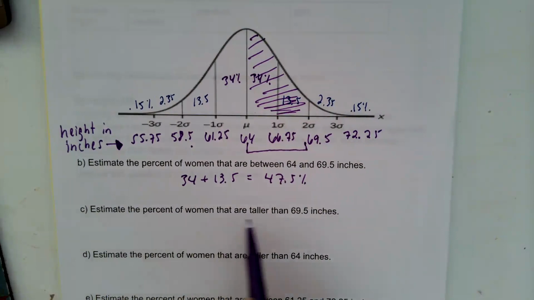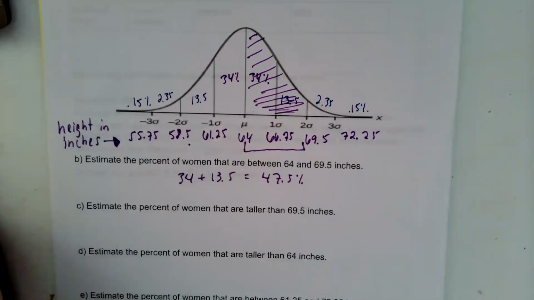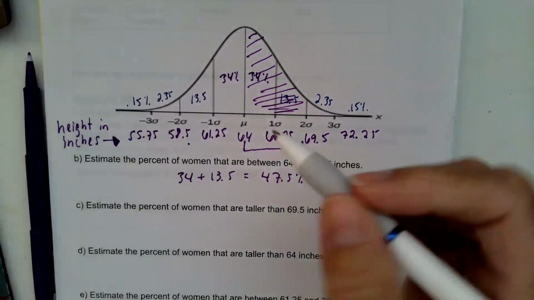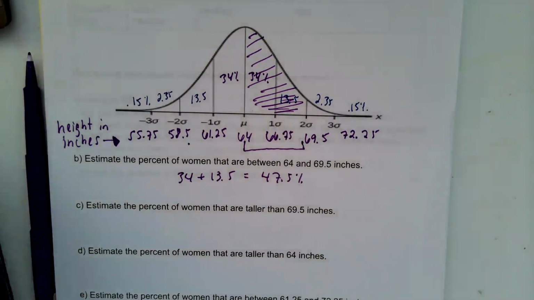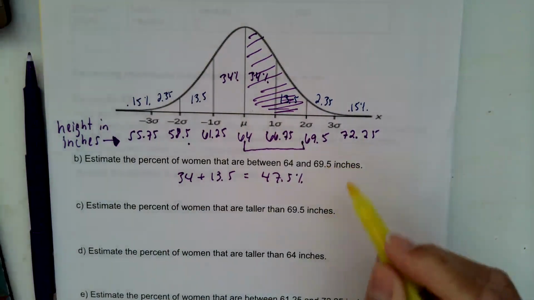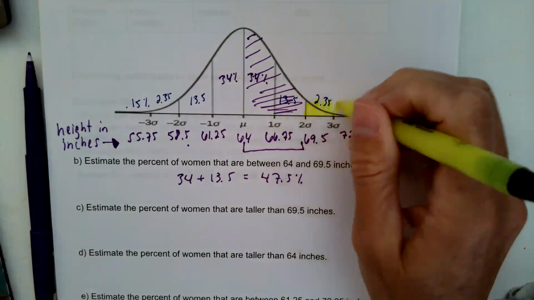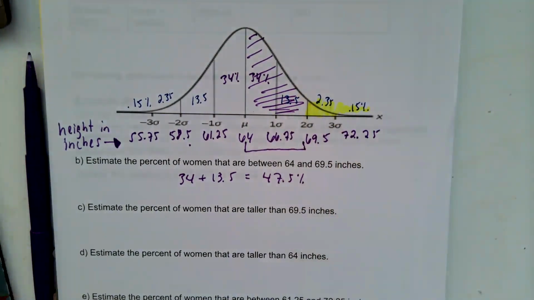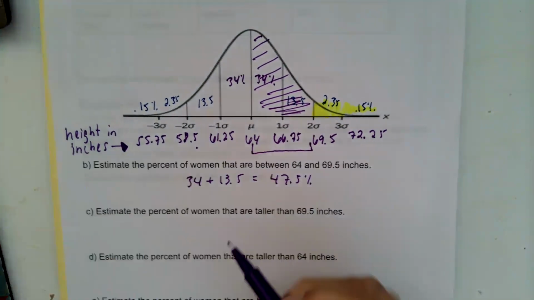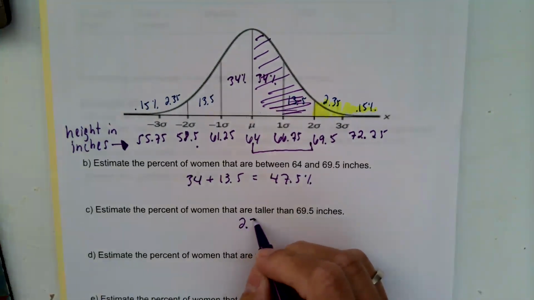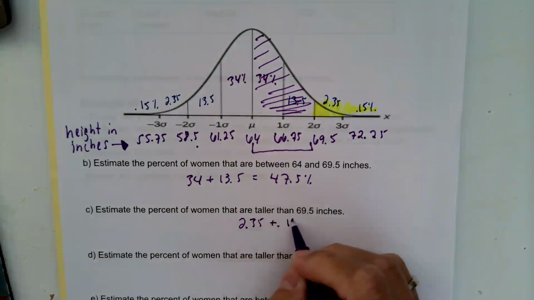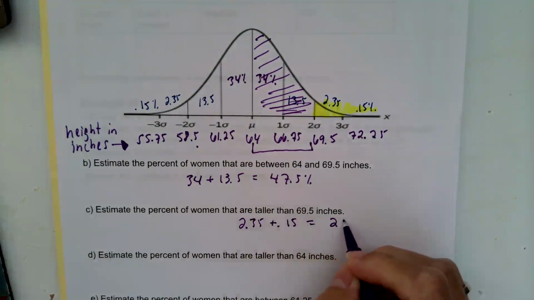Estimate the percent of women that are taller than 69.5. So that would be everyone taller than 69.5, everyone here all the way up here. So that would be 2.35 plus 0.15, which is 2.5%.